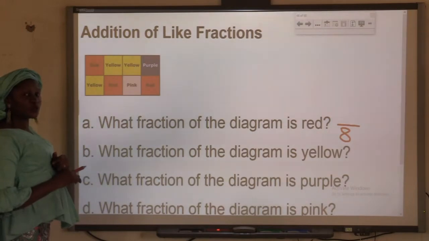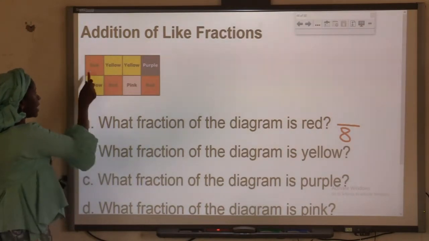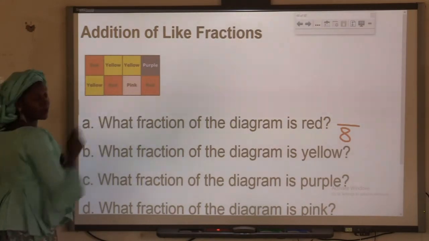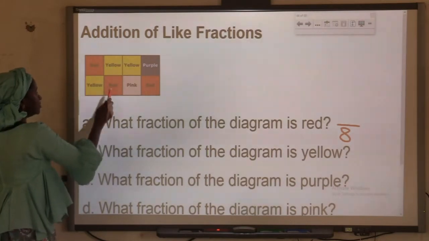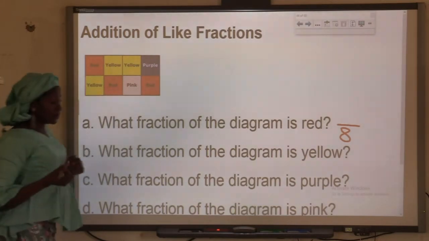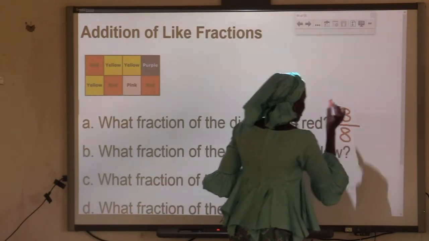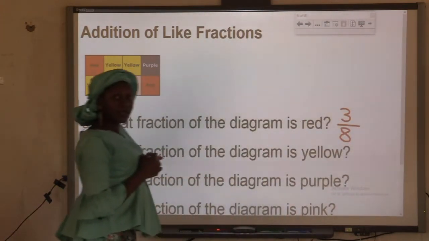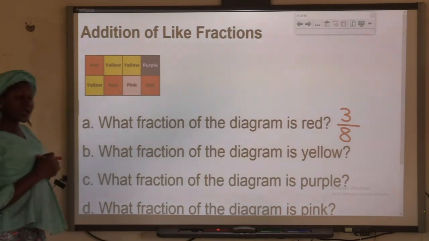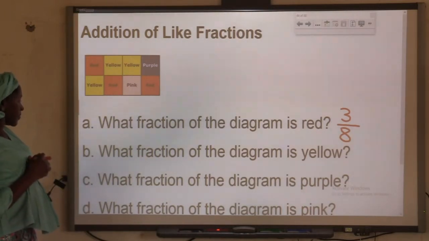So how many portions there is red? 1, 2, 3. So our numerator is going to be 3. That is 3 eighths.